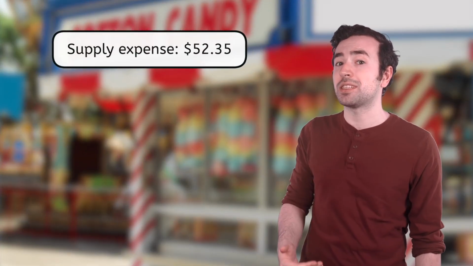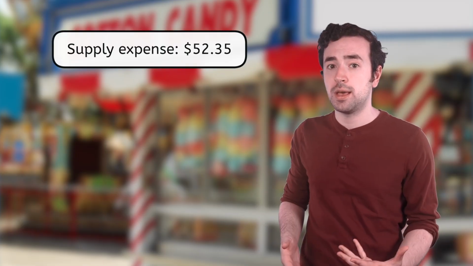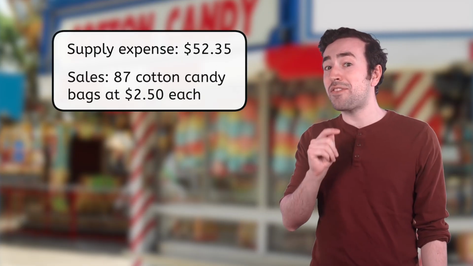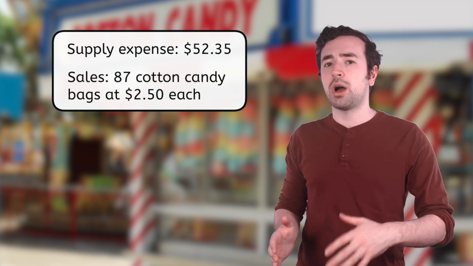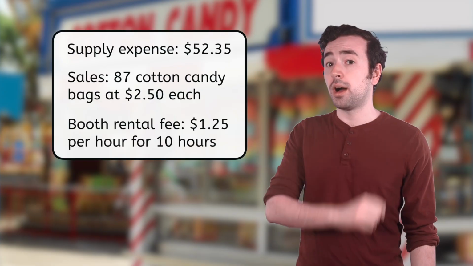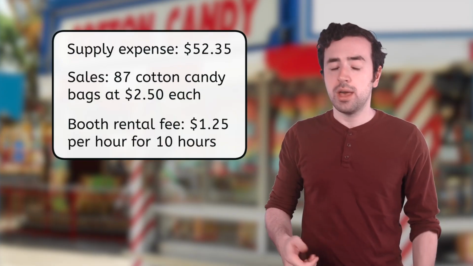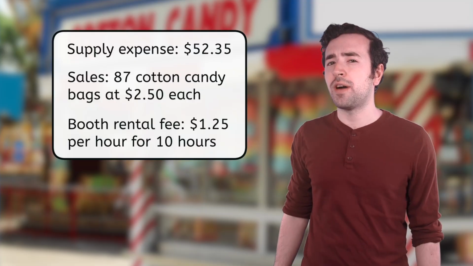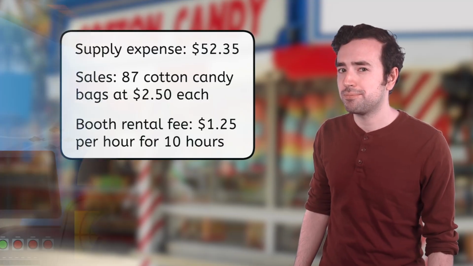$52.35 in expenses for supplies, including ingredients. The booth had some sweet sales though, including 87 cotton candy bags at $2.50 each. The booth rental fee was $1.25 per hour, and we rented the booth for 10 hours. Can you help me find the total profit?